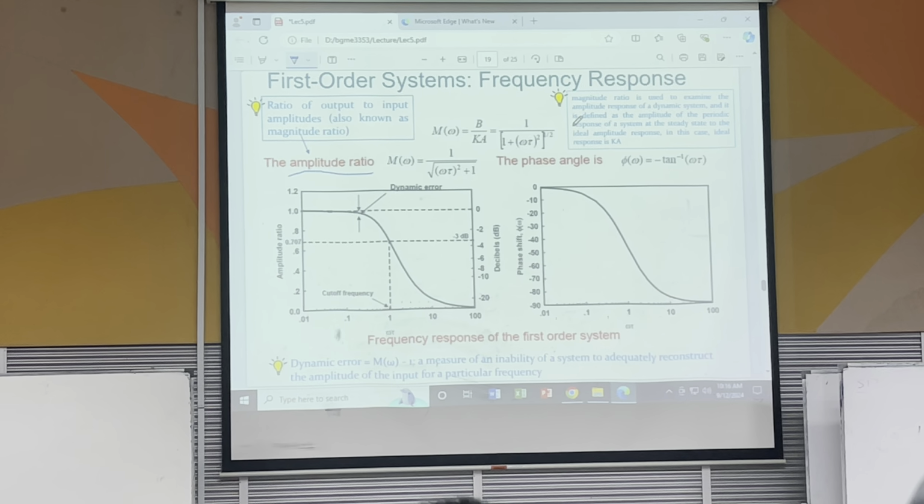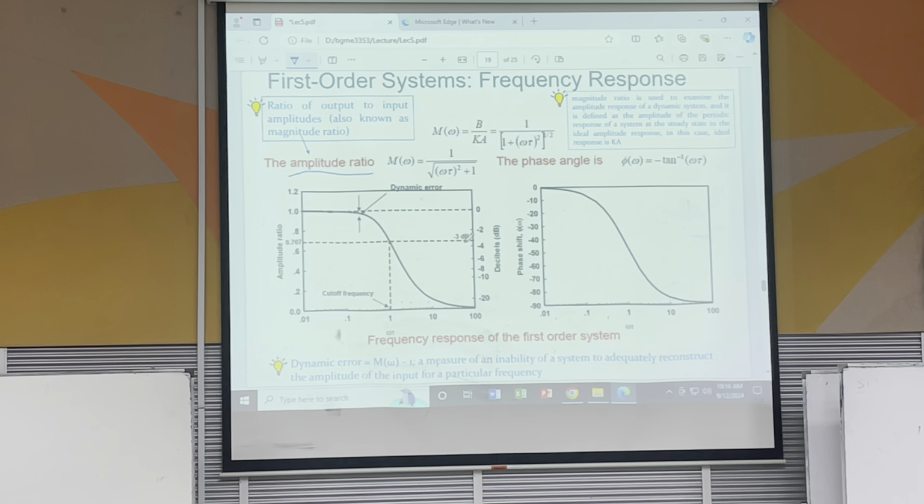I will leave it to you. So you can look at this graph here. That's basically the frequency response of a first order system, where you have the amplitude ratio plotted against the frequency, right? I'm not sure you all still remember when we studied filter response, we always talked about this attenuation of 3 dB, right?